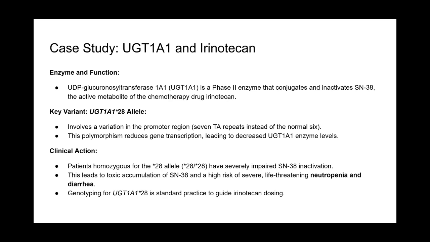The presence of 7 repeats instead of the normal 6 reduces gene transcription, leading to decreased UGT1A1 enzyme levels. Individuals who are homozygous for the *28 allele, *28/*28, have significantly impaired ability to inactivate SN38. This leads to accumulation of the toxic metabolite, placing them at a high risk for severe, life-threatening neutropenia and diarrhea when treated with standard doses of irinotecan. Genotyping for UGT1A1*28 is now commonly used to guide irinotecan dosing.